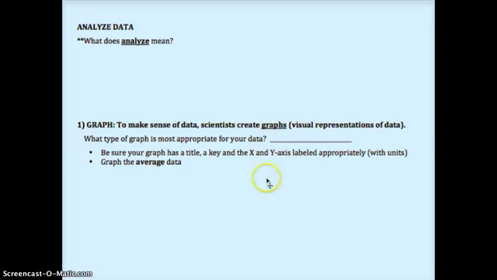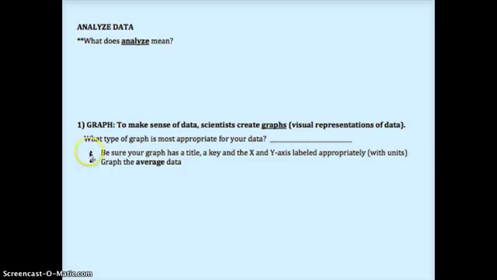Next, we're going to make sense of our data by turning our numbers into a picture. We're going to create a graph. So what kind of graph would we want if we're plotting change in temperature over a period of time? So again, when we want to see the change, increase and decrease, that is a line graph, just like last time. So the first thing we're going to do is set up our graph.